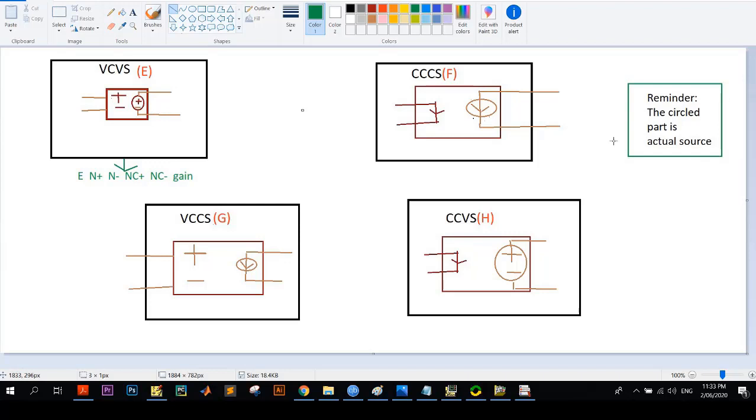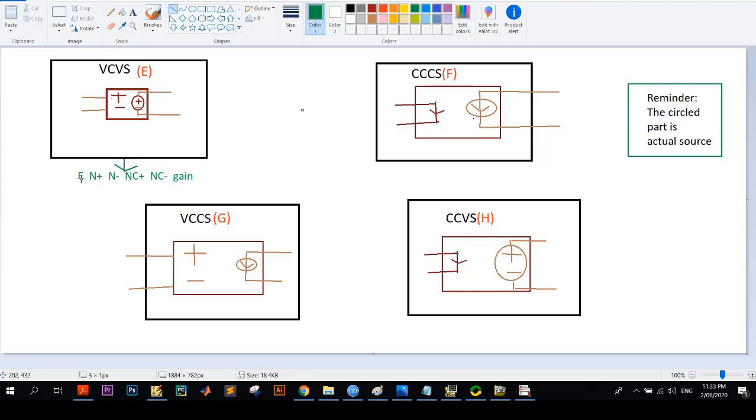Okay. So how do you know which one is controlling and which one is the actual source? Always remember this, and I have written here a reminder: the circled part is the actual source. So here you can see the circled part is a voltage sign. Here the circled part is a current arrow sign, which means a current source. Here also a current source, and here is a voltage source. And I have written here in green: E n plus, n minus, nc plus, nc minus, gain.